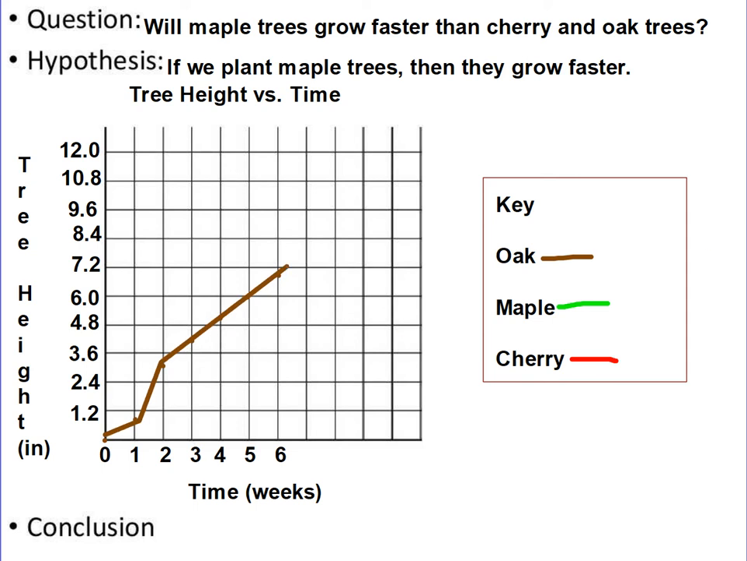And the next one I'm going to do is graph maple. And maple starts off at 0 again, so I'm going to put a dot right on top. And then when time was 1, height was 2. When time was 2, height was 4. And then it goes to 6 and 8, 10, and 12. I'm going to connect my lines.